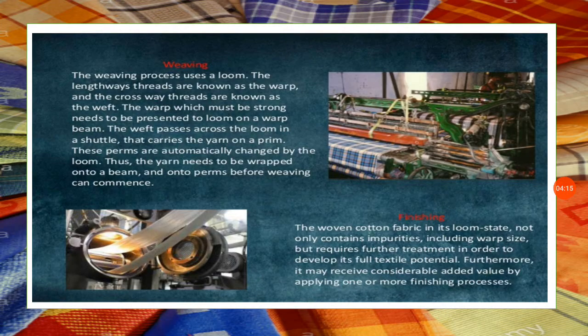Then we come to weaving. The weaving process uses a loom. The lengthways threads are known as the warp, and the crossways threads are known as the weft. The warp, which must be strong, needs to be presented to the loom on a warp beam. And we have this process done, weaving.